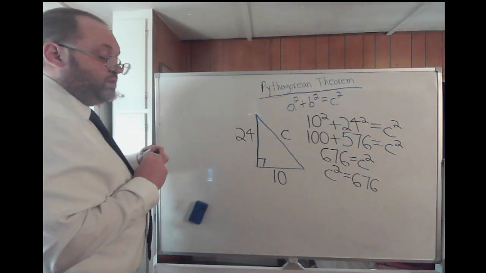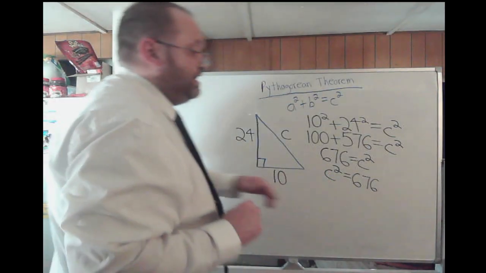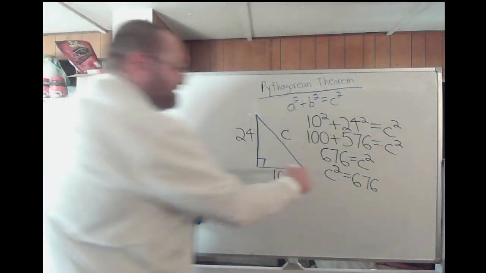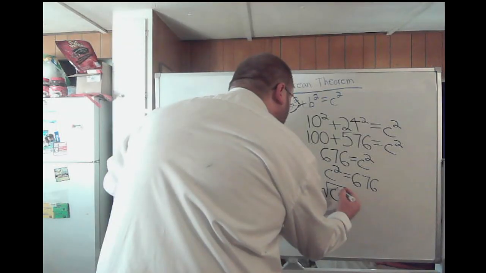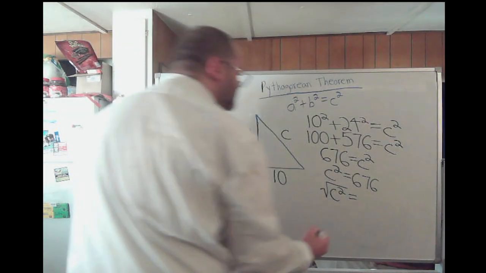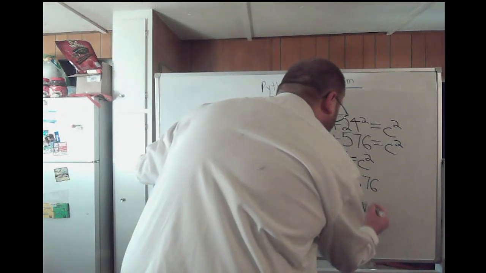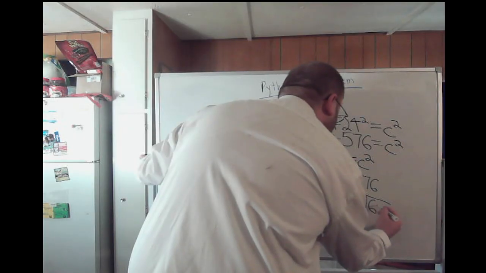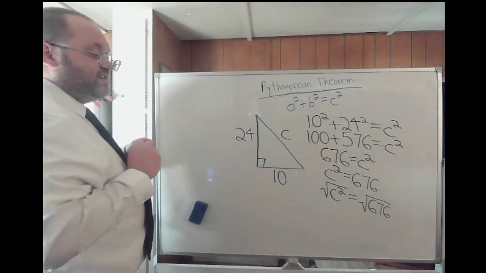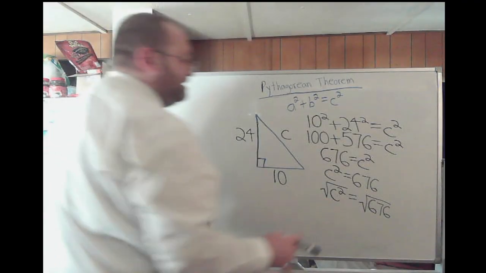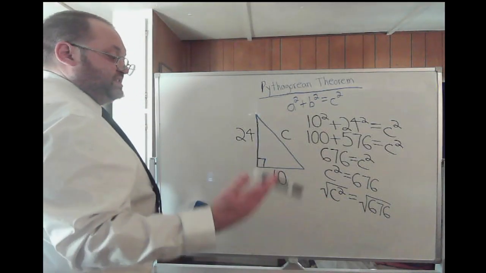I know c squared, but I don't know just c. In order to get just c, I need to take the square root of c squared. So let's go ahead and do that. We'll set the square root of c squared equal to the positive square root of 676, because once again, we're not even considering the negative square root of this because you don't get negative lengths. It just doesn't happen.